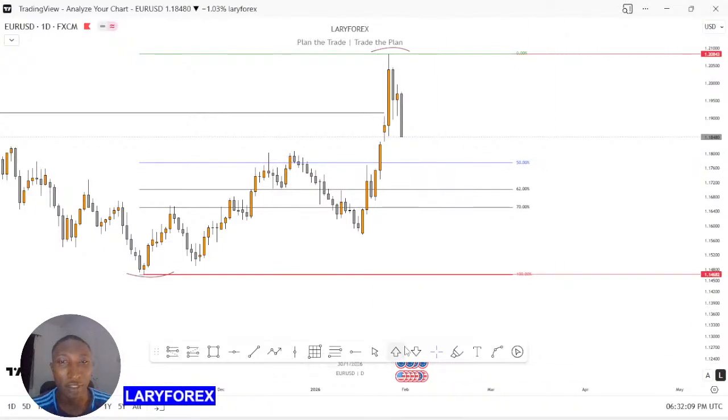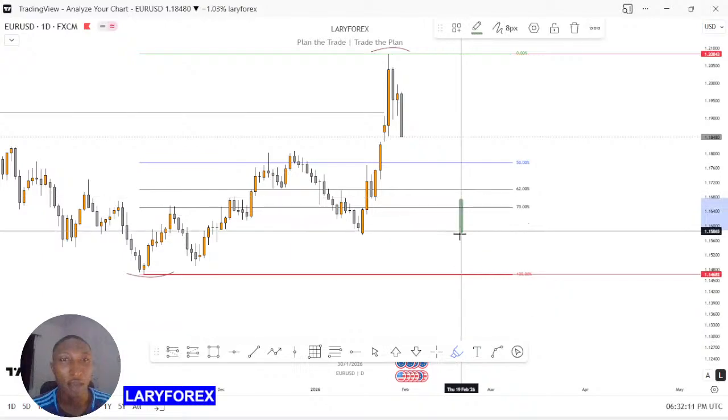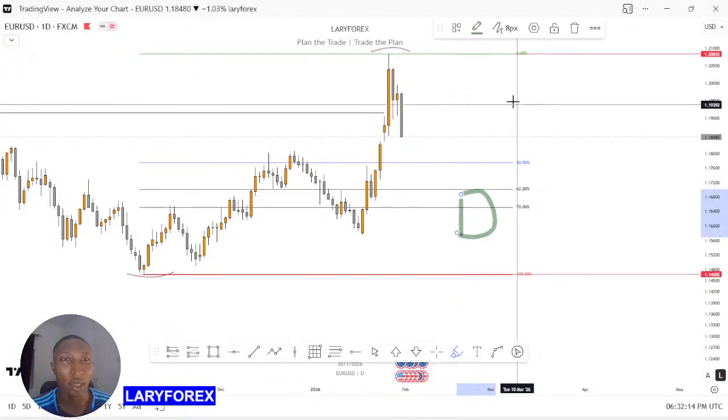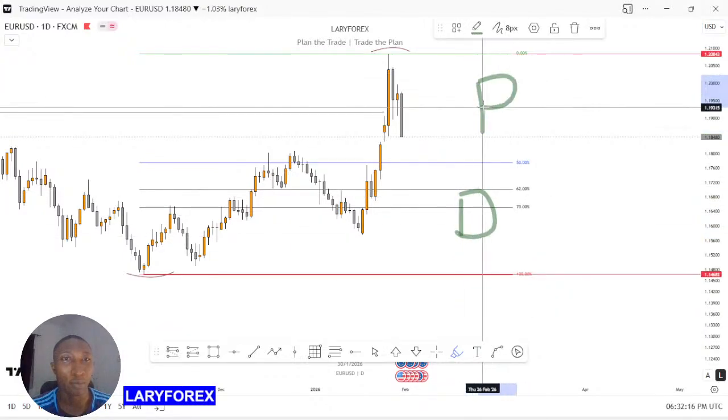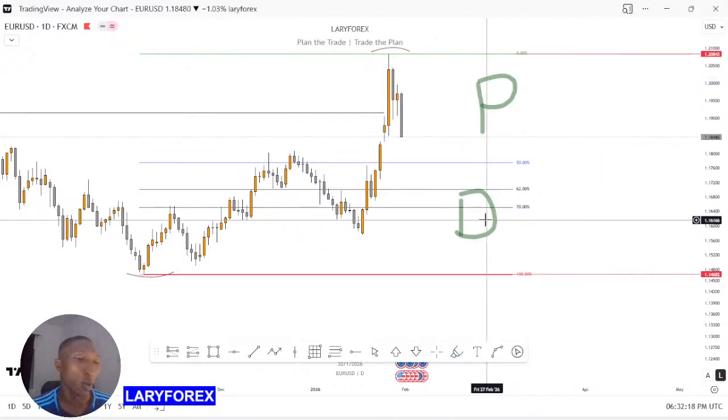And I say that everything below the 50% level is discount, and everything above it is premium. All right. I want to be buying from the discount. So obviously, what I will do is wait for price to come into the discount level to buy from. And with price coming into the discount level, where will I now be buying from?